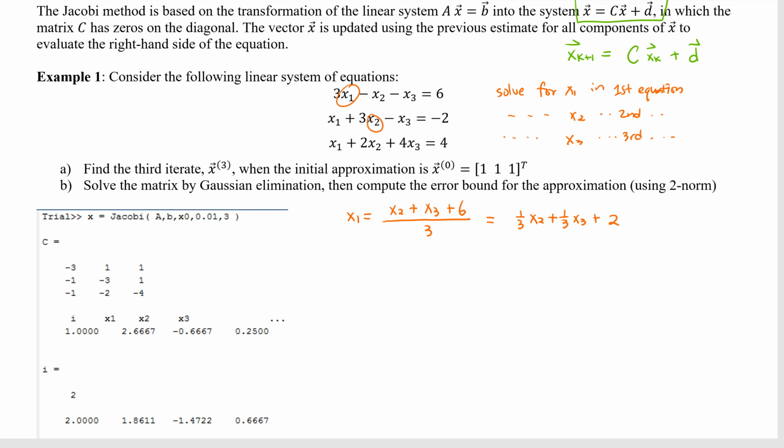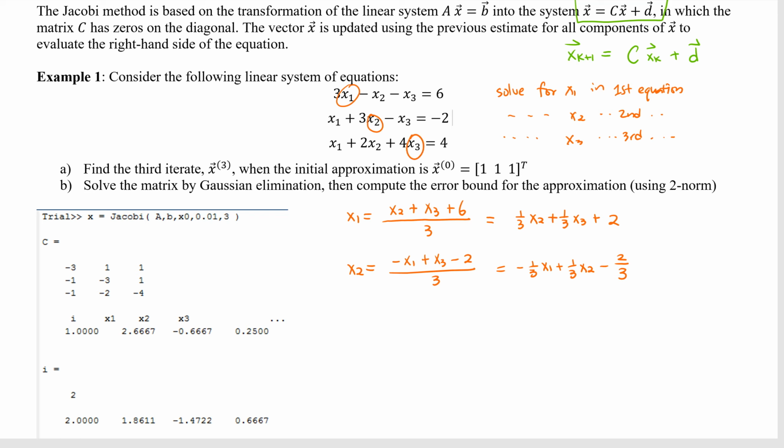And in the second equation, let's solve for x2. So x2 is then, we move the x1 to the other side, it becomes minus x1. We move the negative x3 to the other side, it becomes positive x3. And then we also have the minus 2 on the right. Divided by 3, that's the coefficient of x2, right? This is the same as minus 1/3 x1 plus 1/3 x3 minus 2/3. So far, so good, everybody.